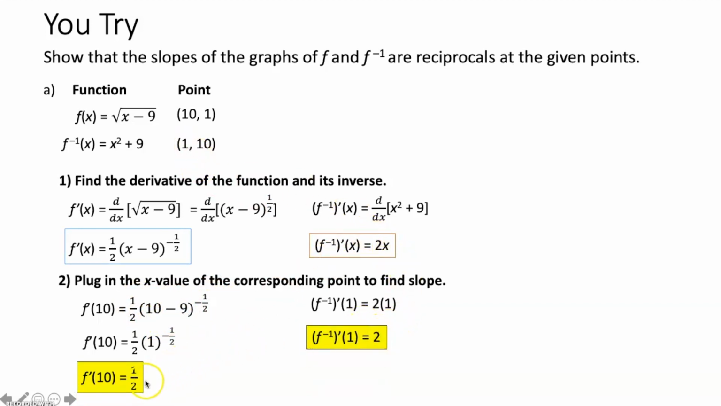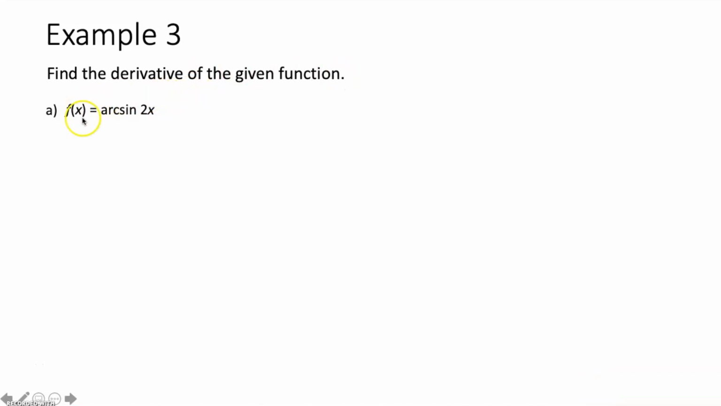Are these slopes reciprocals of one another? Yes, they are. So we have shown that the slopes of each of these inverse functions are reciprocals at these given points. Now, example 3, we're just finding the derivatives of these inverse trig functions. So I'm going to show you how to use these. It's actually pretty easy.